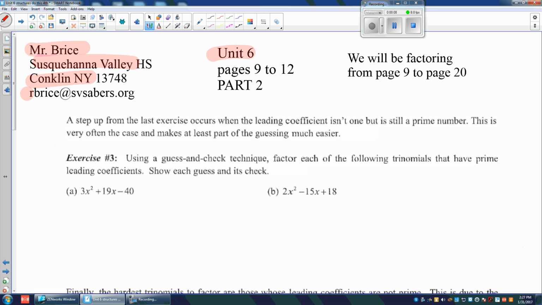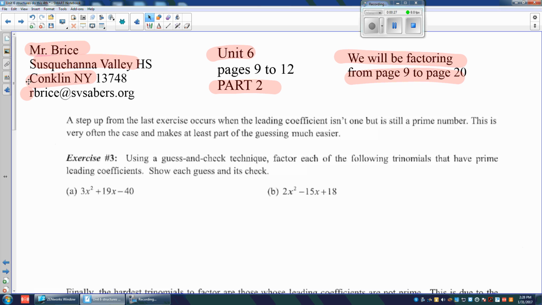We're doing Unit 6, and even though we're doing pages 9 to 12, yesterday was page 9. Today, we're doing page 10 because it's a little bit long. We're going to be factoring trinomials, and it's going to be all the way from page 9 to page 20.